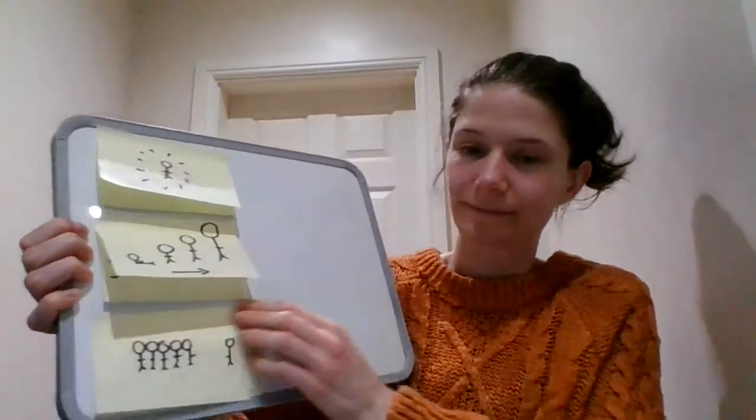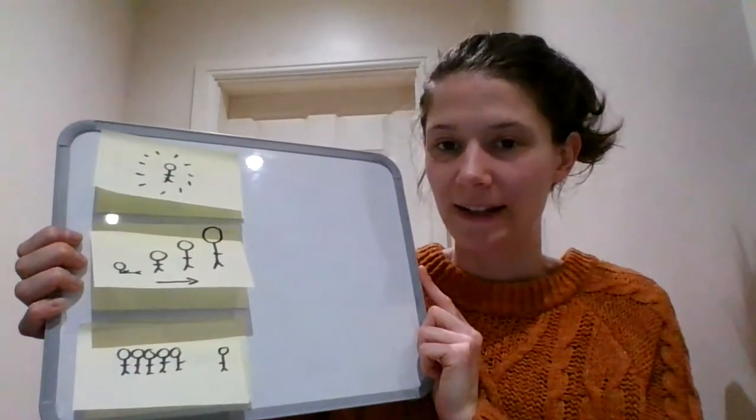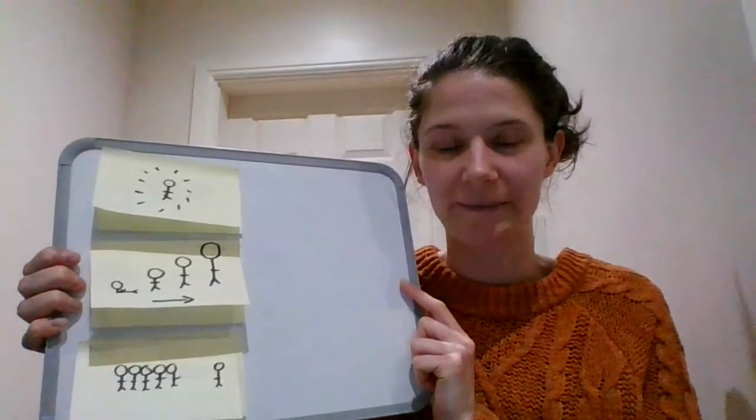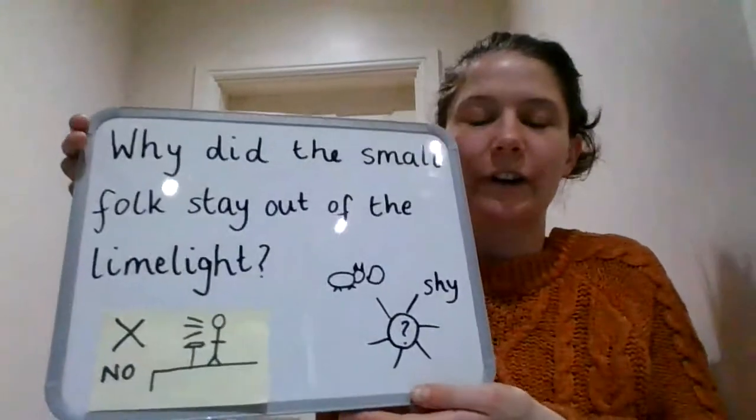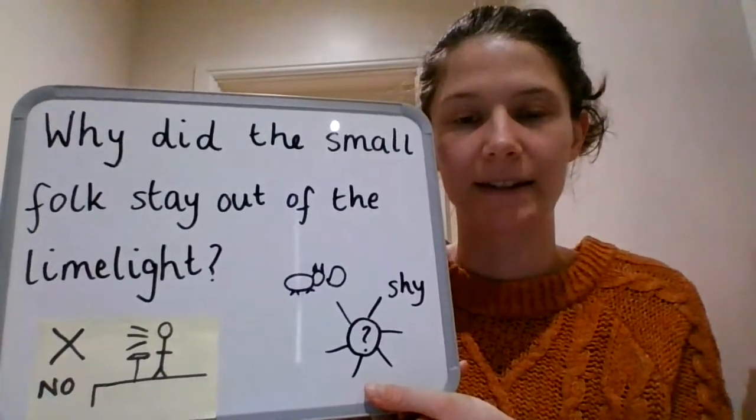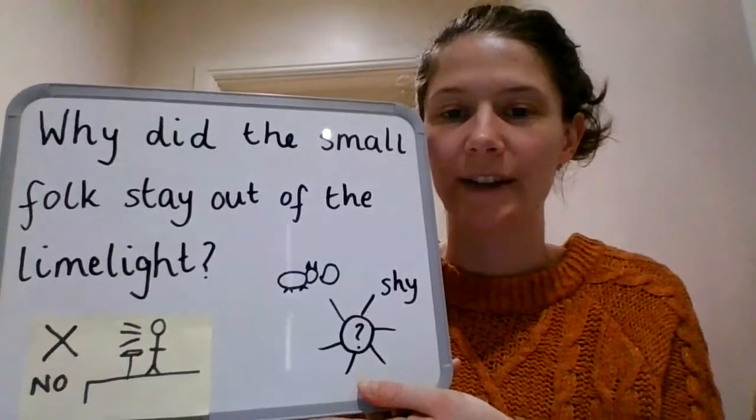There we are. So today we've looked at 3 words that we hadn't met before, and we've used clues in the text to figure out the meaning of the words. So we're going to move on now to the inference part of our lesson. We've got a question here. Why did the small people stay out of the limelight? Why did the small folk stay out of the limelight?